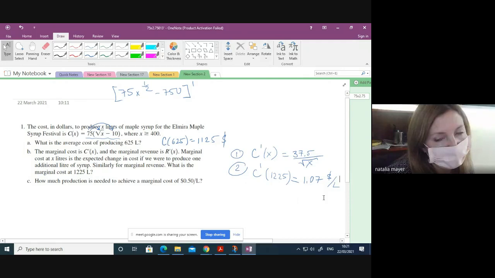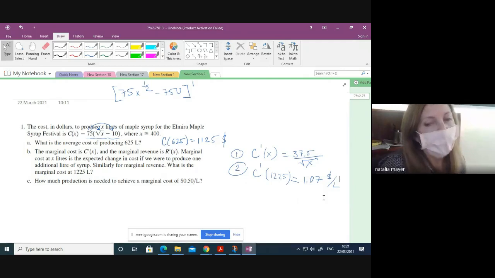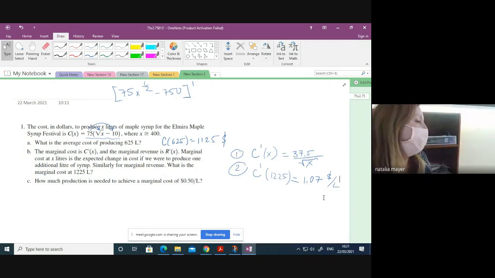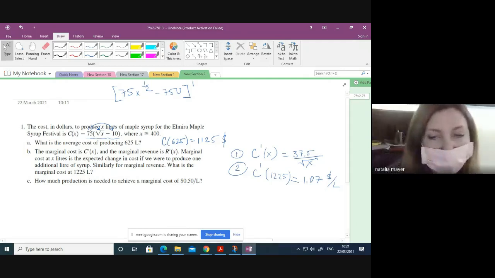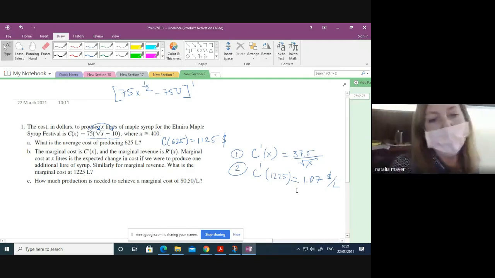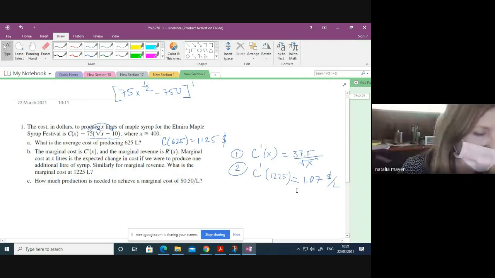All grade 10 students. Okay, so remember always the derivative function is a slope, right? It has units in the numerator and denominator. So in this case, y values are dollars and x values are liters, right? That's why it's dollars over liters. Right, and final question, C.